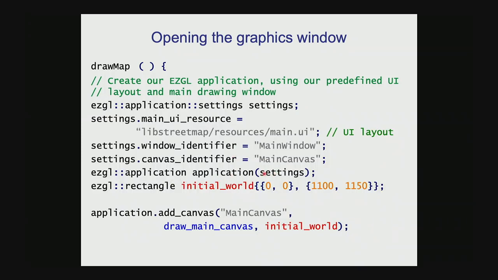And you pass this settings object to the application object of ECE297. This application object will live throughout the whole program, and through it you can draw a lot of different things. The second part is to define your initial world. Basically, you need to tell ECE297 what the initial coordinates of the drawing area are that you're going to draw on. In this case, we're just doing a quick example, and we're going from 0, 0, which is the bottom left corner, to 1100, 1150, which is the top right corner.